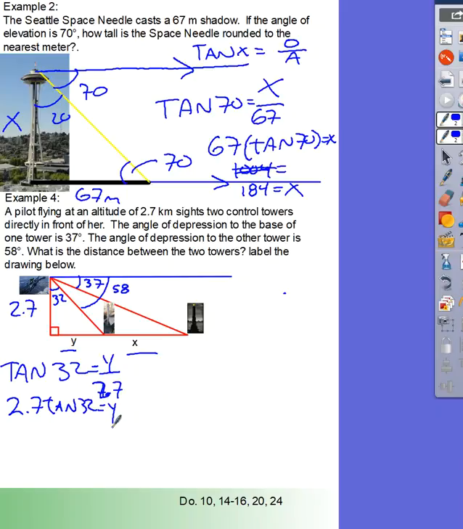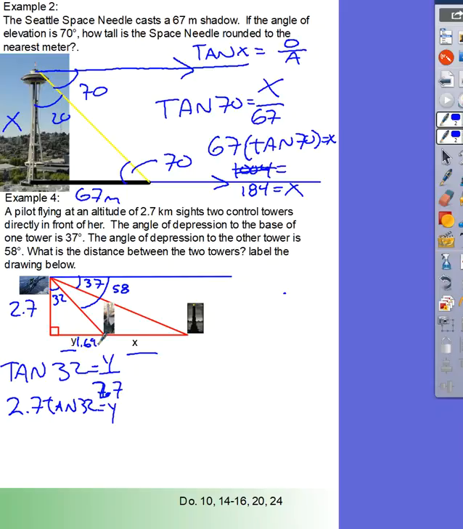All right, so we whip out the calculator. So we find the tangent of 32, which is 0.625, and we multiply it by 2.7, and so we get our y value is 1.69 kilometers. So this is 1.69 kilometers.